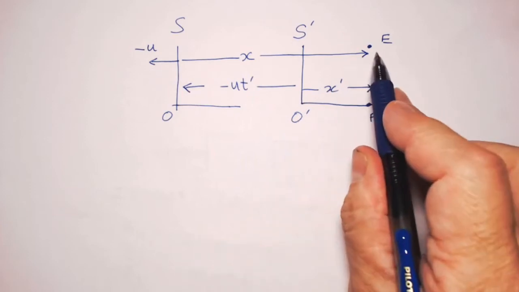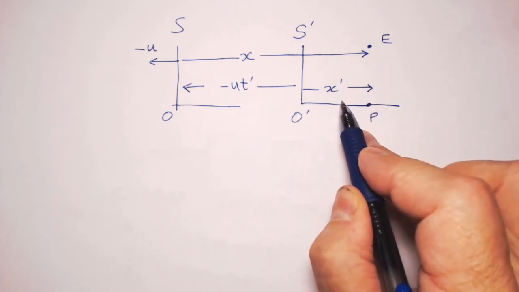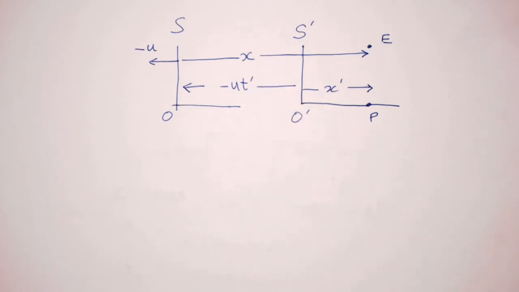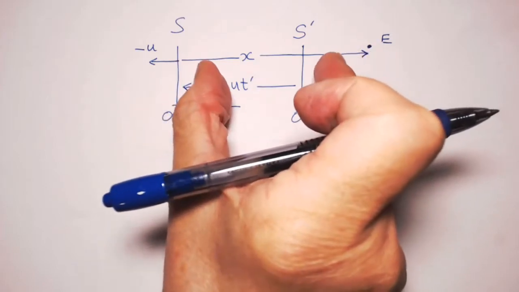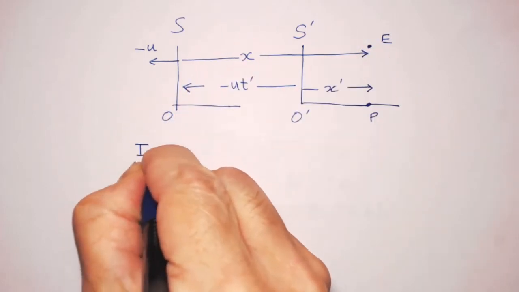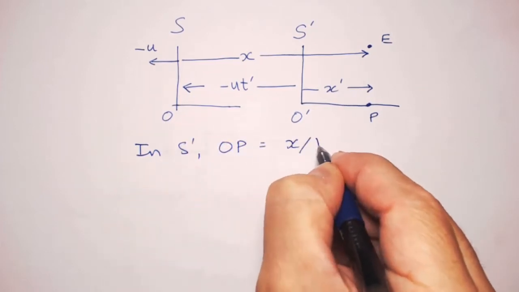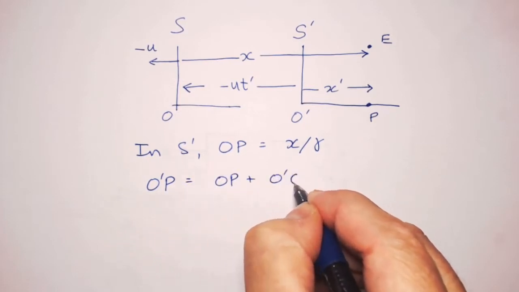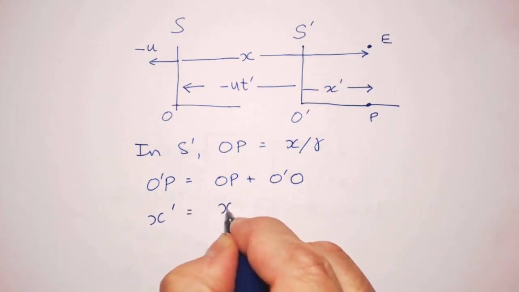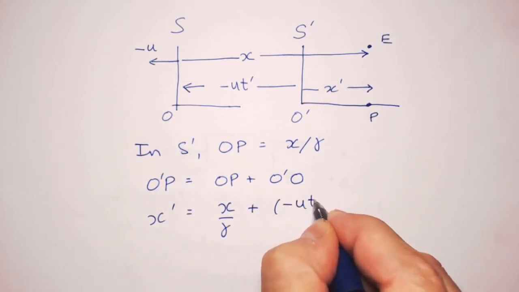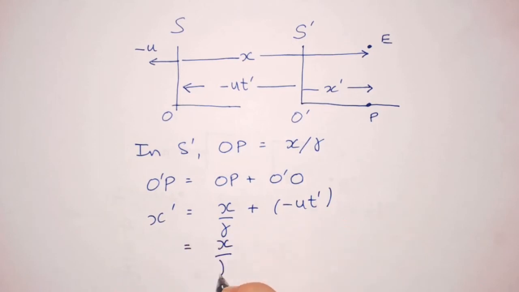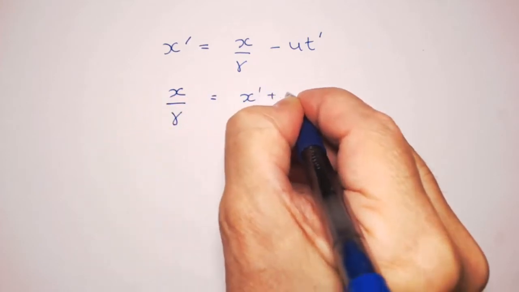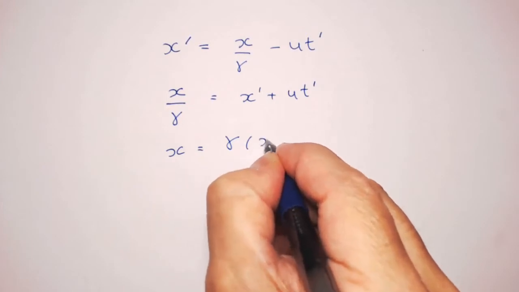Event E has x' coordinates in S' as shown and x in S. But now, just as for S, when measured in S', the distance x is length contracted. So in S', OP is equal to x upon gamma. Then we have O'P equals OP plus O'O. So x' is equal to x upon gamma plus minus ut', which is equal to x upon gamma minus ut'. Then solving for x, we rearrange and multiply through by gamma to again obtain the inverse Lorentz transformation for x.